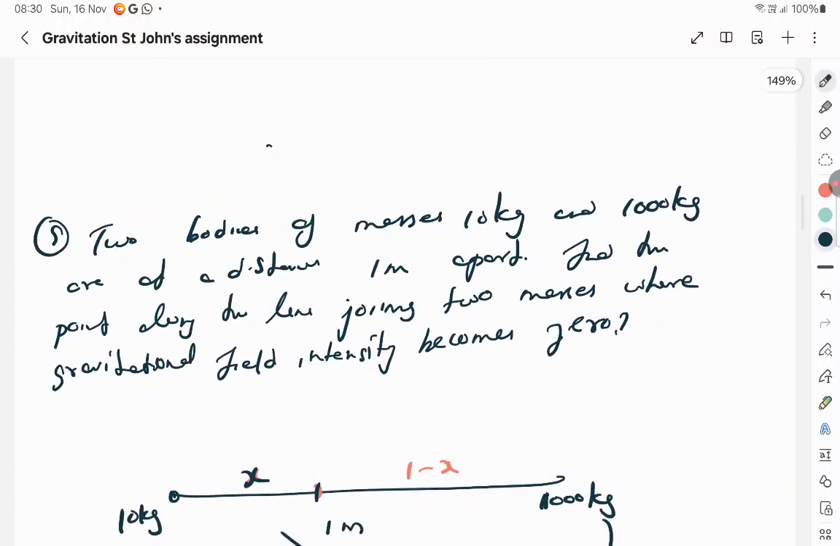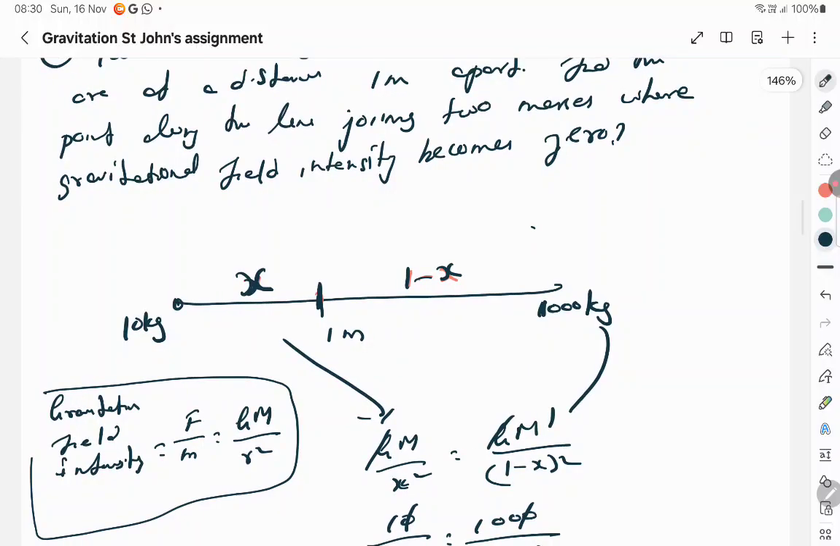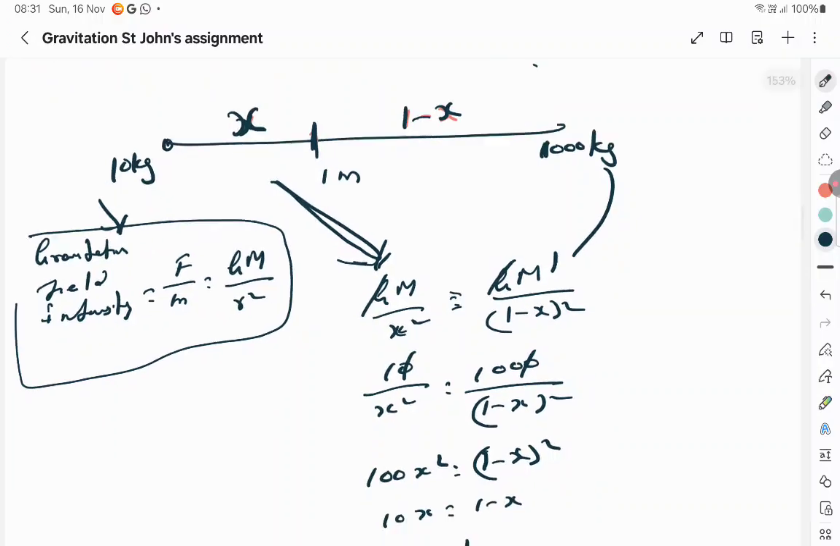Two bodies of masses 10 kg and 1000 kg are separated by a distance of 1 meter. Then from a point on the line joining the two, the gravitational field is going to be 0. Let's assume that this is where the gravitational field is 0. So let's consider the left hand side as x and the right hand side as 1 minus x. What is the gravitational field intensity formula? It is F by m, G m by r square. For the left hand side, G capital M by x square. For the right hand side, G capital M dash by (1 minus x) the whole square. M and M dash are 10 kg and 1000 kg. Plug in the values, G gets cancelled, cross multiply, get the answer.